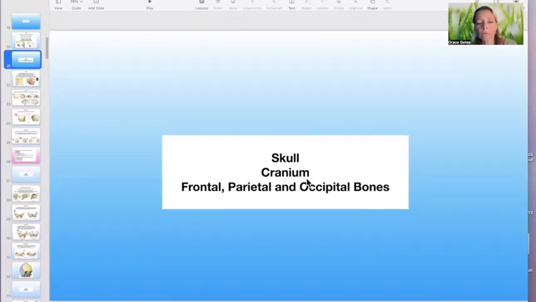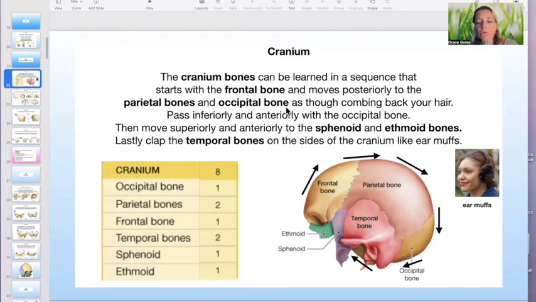So the skull, the cranium, and we're going to start talking about the bones of the cranium that completely surround the brain. So the frontal, the parietal, and the occipital bones will be discussed first. So the cranium can be learned in a sequence that starts with the frontal bone and moves posteriorly to the parietal bones and the occipital bone as though combing back your hair. Pass inferiorly and anteriorly with the occipital bone, then move superiorly and anteriorly to the sphenoid and ethmoid bones, and you're done. And then lastly, clap the temporal bones on the sides of the cranium like earmuffs.